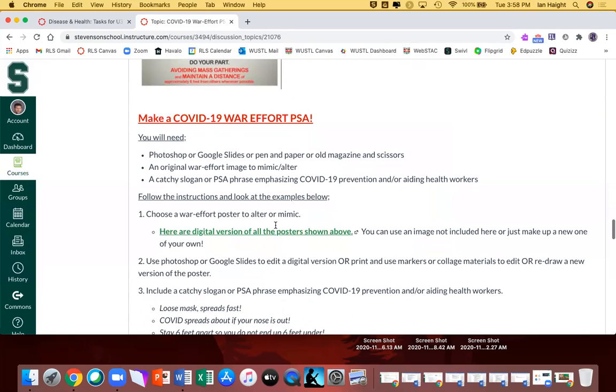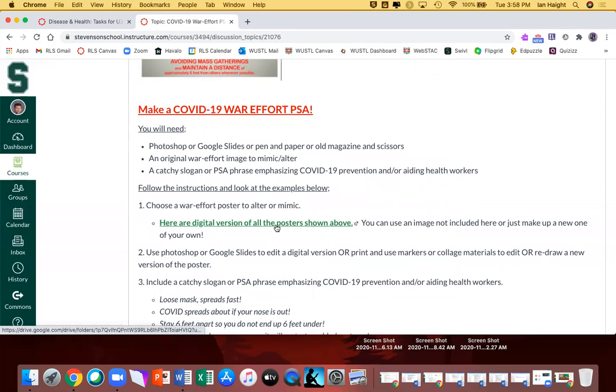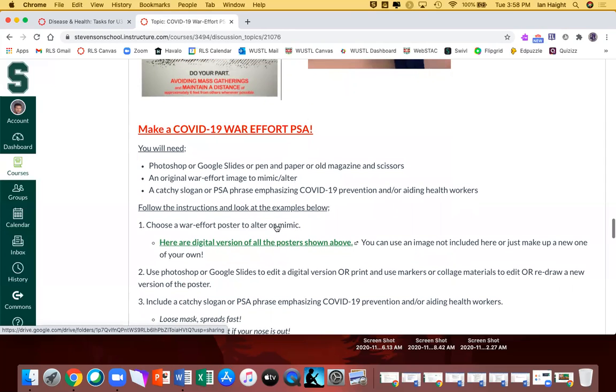So what I'd like you guys to do is to make your own PSA based off of one of these posters or something else you can find. You can use Photoshop, you can use Google Slides, or just use pen and paper. You can get collage stuff with old magazines and scissors. It doesn't matter to me, however you do it.